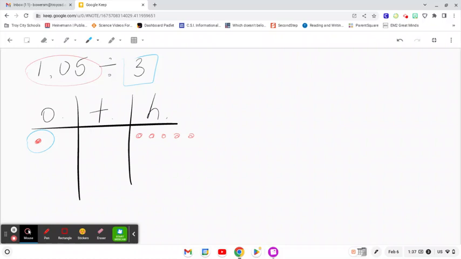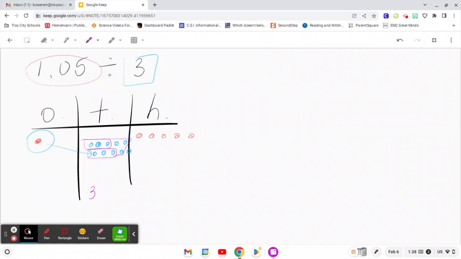So what I'm going to do is rename this 1 one as 10 tenths. So there's actually 10 tenths: 1, 2, 3, 4, 5, 6, 7, 8, 9, 10 tenths make up 1. So now I'm going to ask myself, how many groups of 3 can I make if I have 10 tenths? So 1, 2, 3, here's a group of 3. Again, 1, 2, 3, another group of 3. And again, 1, 2, 3, here's a group of 3. So I made 3 groups of 3 in the tenths place.